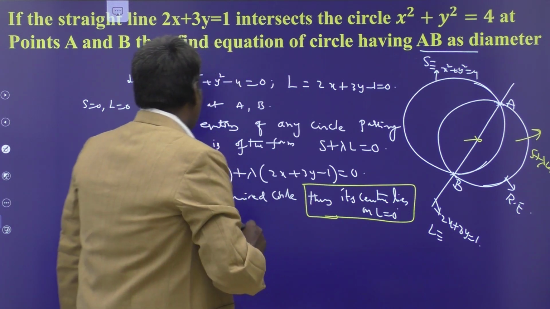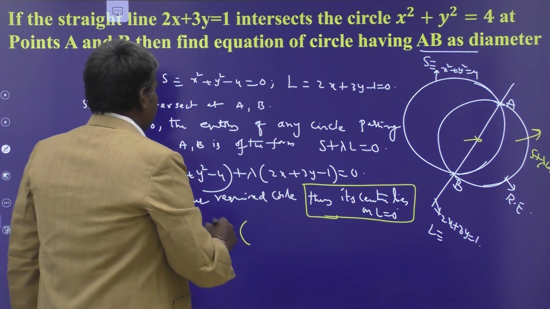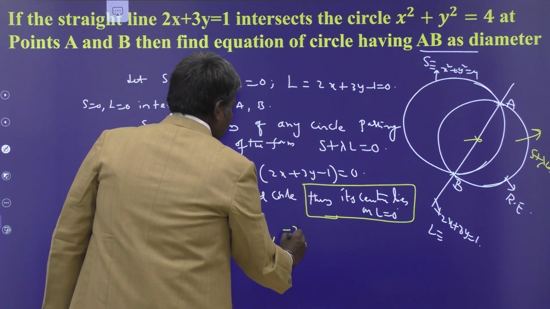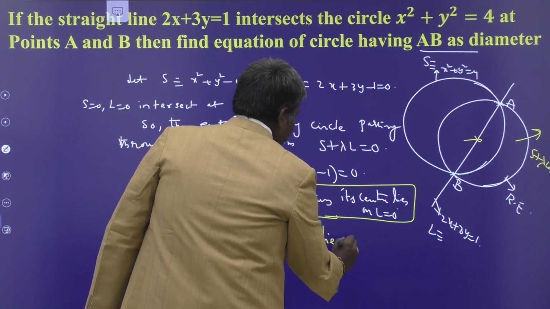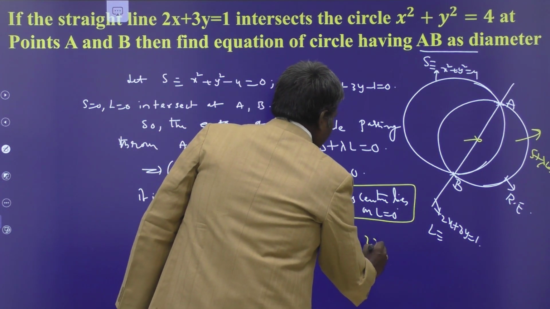That is the idea. So what is the center of the circle now? Minus x coefficient by 2, minus y coefficient by 2. Here that is minus lambda comma minus 3 lambda by 2. Lies on what? Your line 2x plus 3y minus 1 equal to 0.